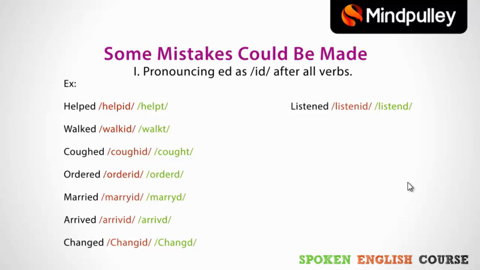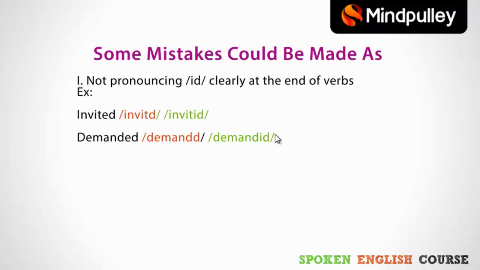Second common mistake, not pronouncing id clearly at the end of the verb. For example, invited, not invited, invited. Demanded, not demanded, demanded.